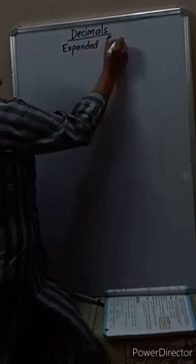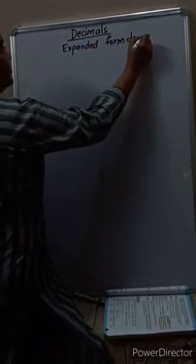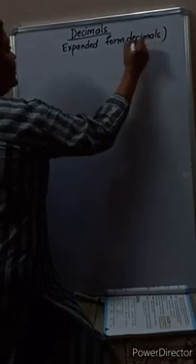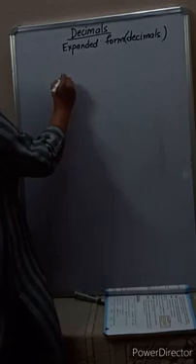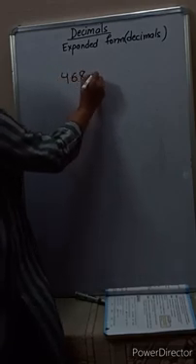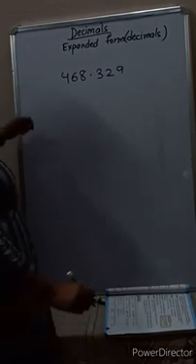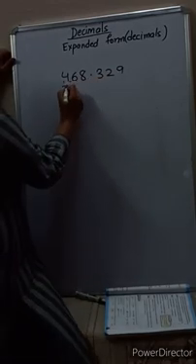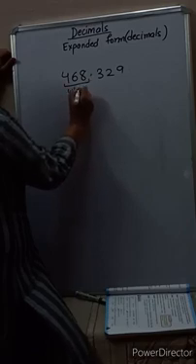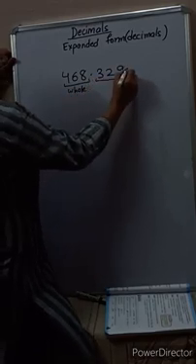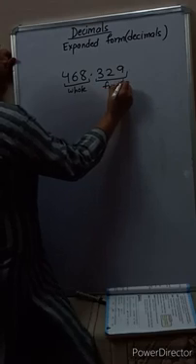Today we will be studying expanded form of decimals. Right? Expanded form for decimals. Let's take an example. Suppose I have 468.329. Now what does the place value chart say? We know that this is the whole number part and this is the fractional part.